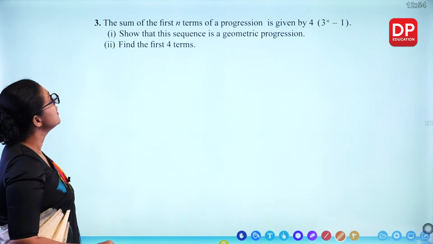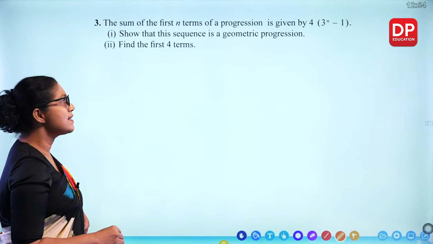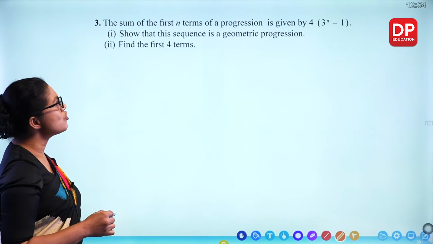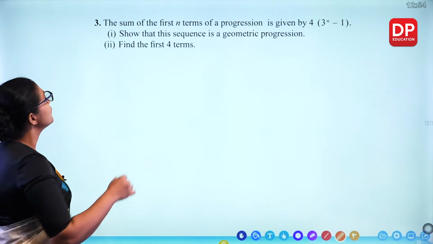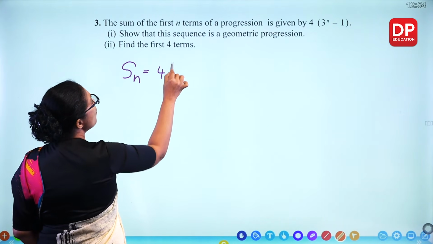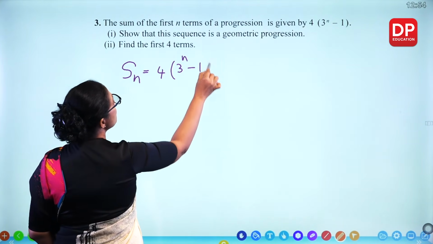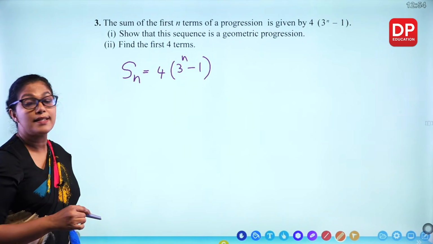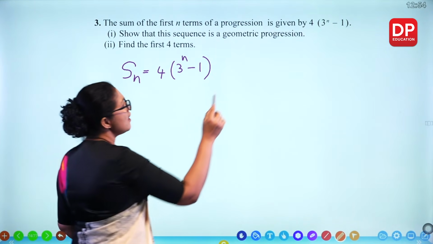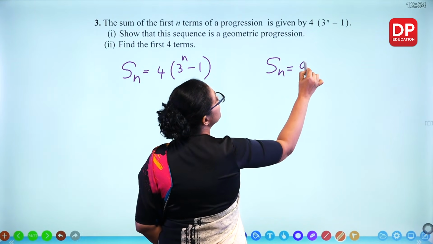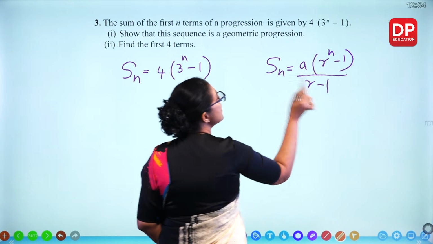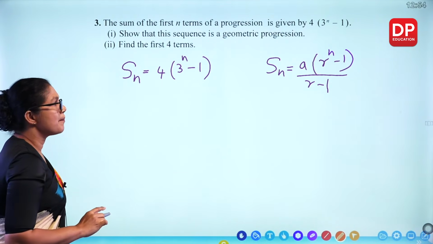Question number 3. The sum of the first n terms of a progression is given by 4 times 3 to the power n minus 1. Show that this sequence is a geometric progression. So Sn is given as 4(3ⁿ − 1). Show that this is geometric. Now if we can write down the formula in this form, we know that that's a geometric sum.